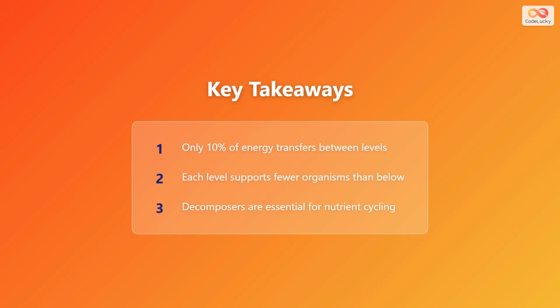Let's review the key takeaways about trophic levels. First, only about 10% of energy successfully transfers from one trophic level to the next, with the rest lost as heat. Second, each trophic level can support fewer organisms than the level below it because of this energy loss. Third, decomposers are absolutely essential for nutrient cycling, as they break down organic matter and return nutrients to the ecosystem. Understanding these principles helps us appreciate the delicate balance that exists in nature.